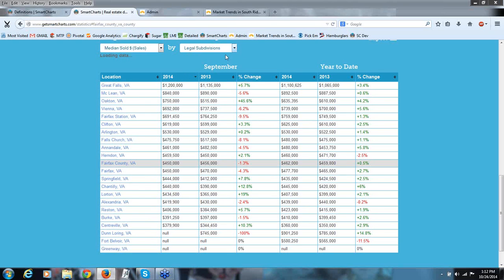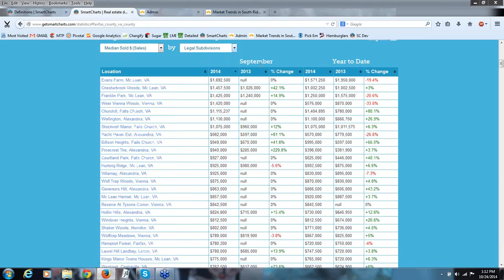So there's two sections. There's the most recent month, which is September, and so September 2014, September 2013, and the percent change. Because of the low volume in most subdivisions within any area, these numbers are going to be highly volatile. But this year-to-date column generally makes for a more meaningful trend when you're looking at subdivisions, because now we're looking at sales data over at this point 9 consecutive months. So it's an aggregated metric that you can compare this year versus last year and have more meaningful stats.